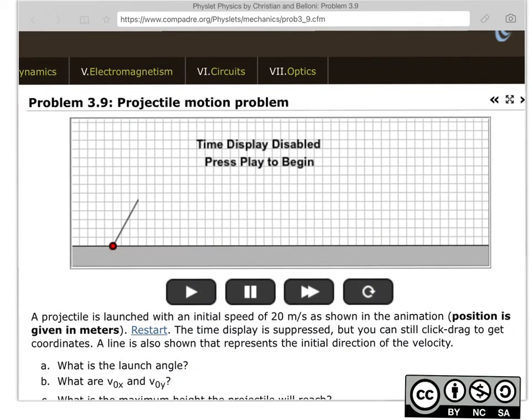Number 9. So in this one you don't have a clock. You have the initial velocity is given, and you can read position with your cursor.